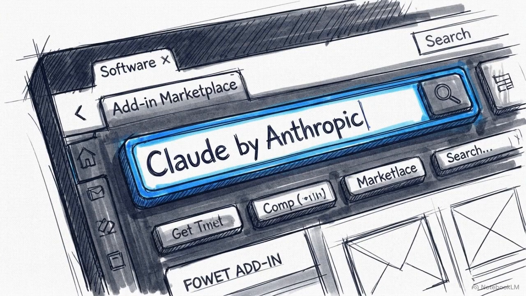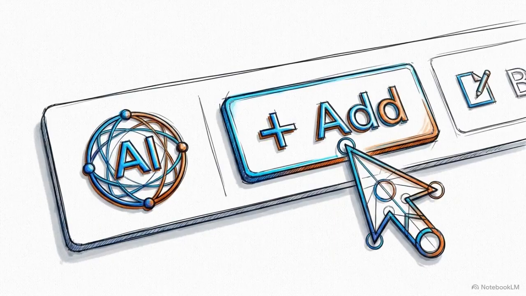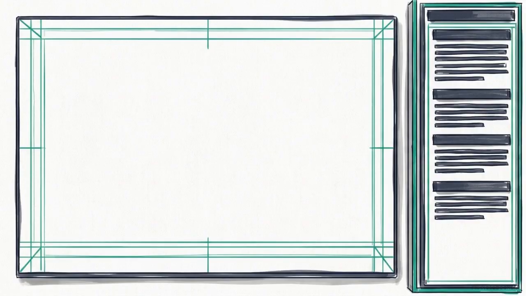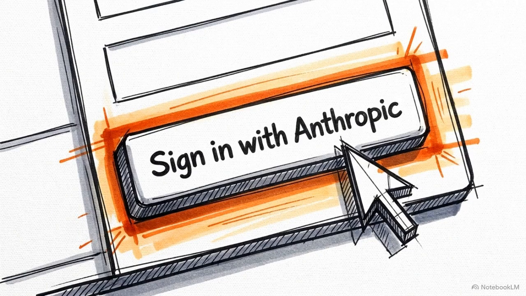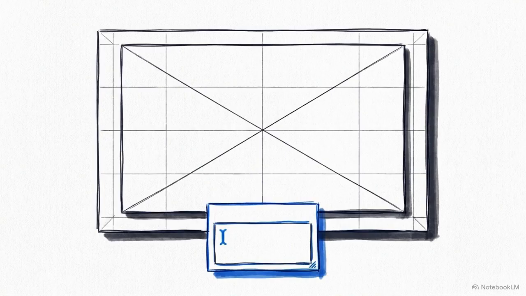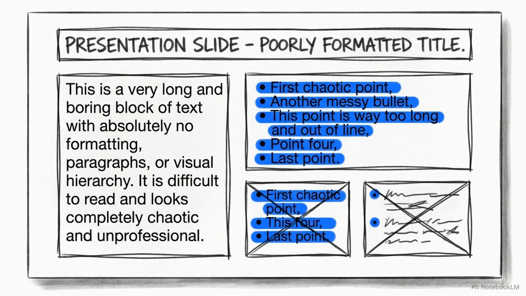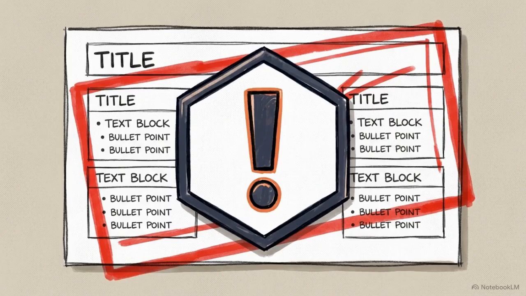Step 1 is getting the integration running. Open the PowerPoint add-in menu, search for Claude by Anthropic, and install the official package. Open the new Claude panel on the right side of your screen and sign in to authenticate your account. If you type a prompt into a completely blank presentation, Claude will generate generic, unbranded slides with default fonts. We call this the blank canvas trap.